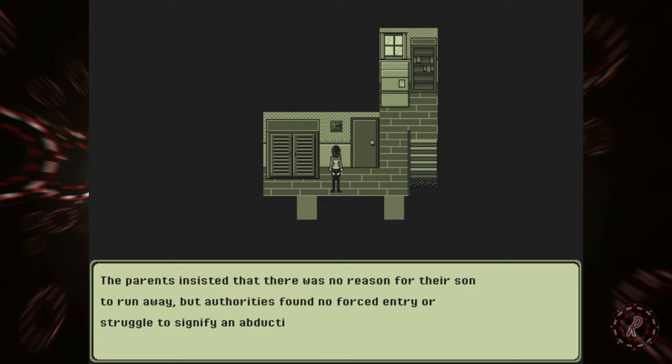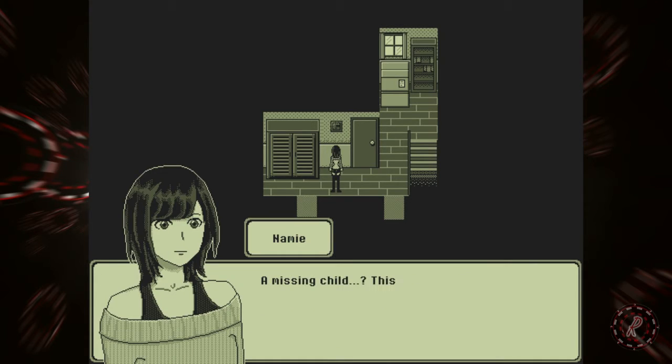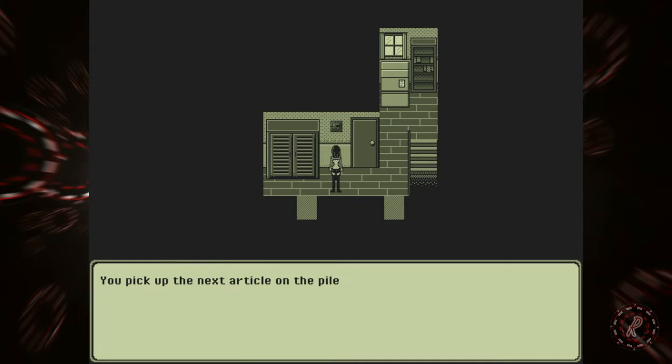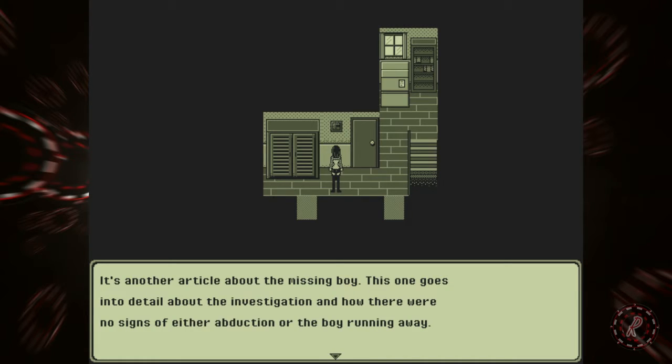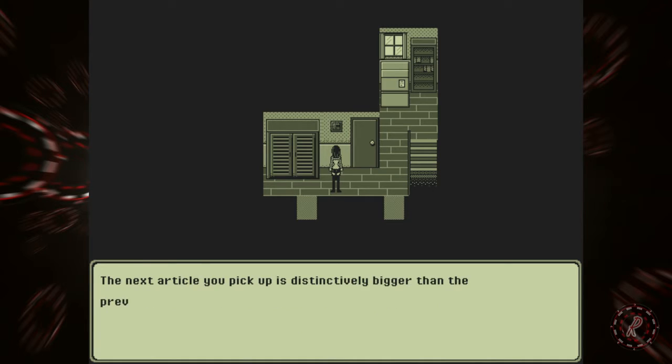The parents insisted there was no reason for their son to run away, but the authorities found no forced entry or struggle to signify an abduction. Missing child, this article is from nearly 10 years ago. You pick up the next article in the pile. Missing child, runaway or abduction. It's another article about the missing boy. This one goes into detail about the investigation and how there were no signs of either abduction or the boy running away. The next article you pick up is distinctly bigger than the other ones.